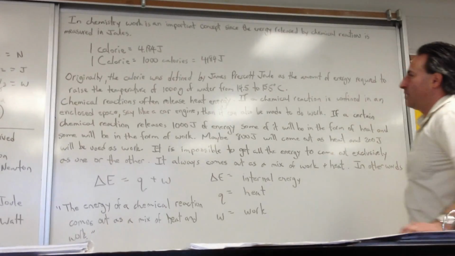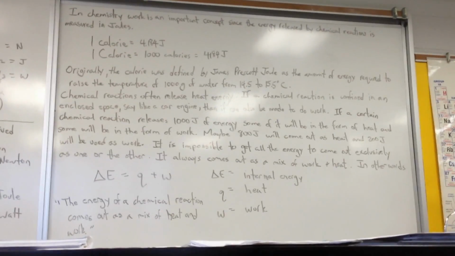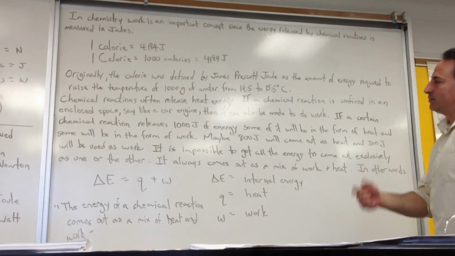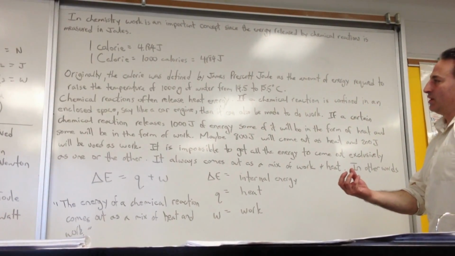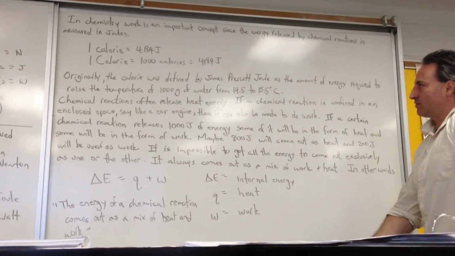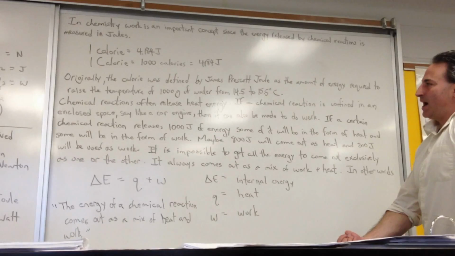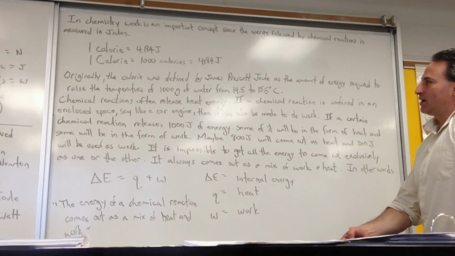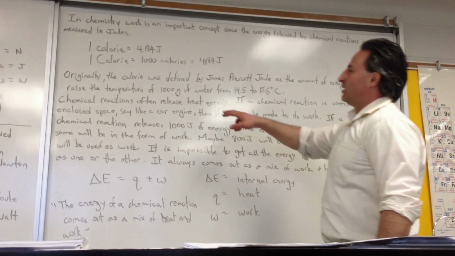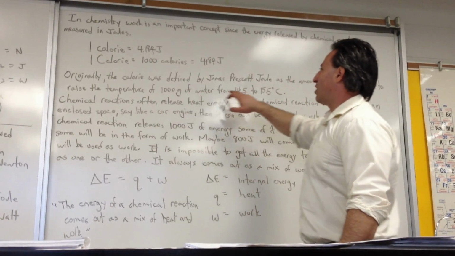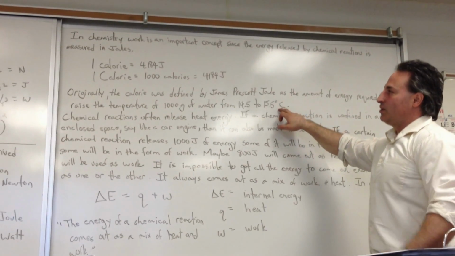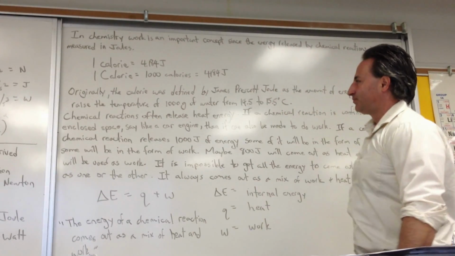Originally, the calorie was defined by James Prescott Joule, who did an experiment with a paddle turning in water and a mass hanging from a pulley, and he measured the amount of energy that was involved in letting a mass fall 1 meter, and he measured how much it changed the temperature of the water. The result was that to change the temperature of 1,000 grams of water from 14.5 to 15.5 degrees Celsius required a unit of energy he called the calorie.